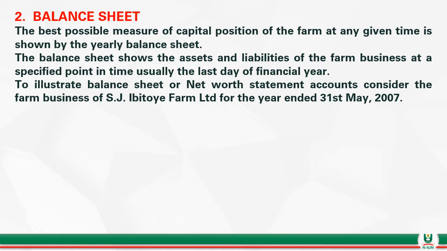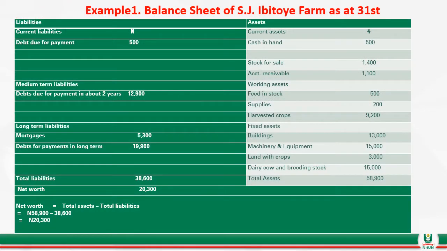May 2007. So let's look at it. This is the balance sheet for the year ending of Ibotu Farm at 31st May. Looking at this, the left side here is liability and the right hand side is assets. So you have the current liability in Naira and the current assets in Naira.